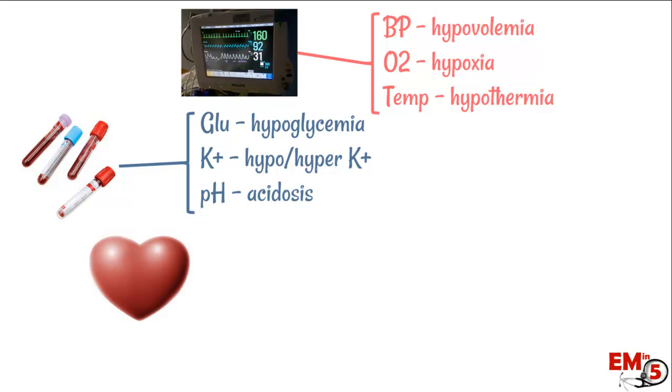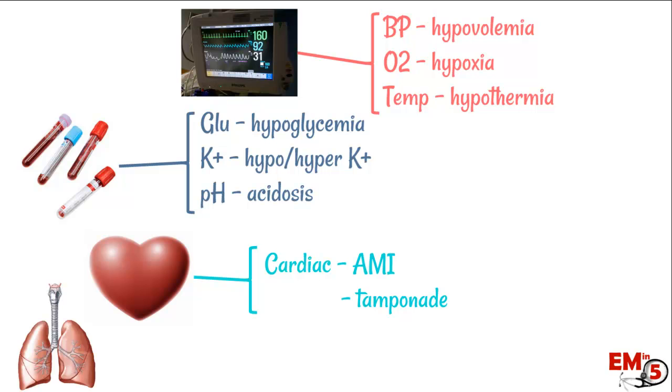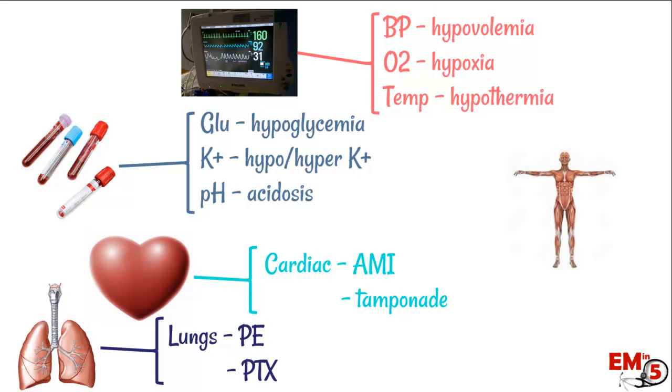And then lastly, I want you to think through two organ systems. That's the heart and the lungs. For the heart, we have either acute MI or tamponade. In the lungs, you have two problems. Those could either be clot, PE, or tension pneumothorax. And lastly, just looking at the whole body, I think of my last two H's and T's, which are trauma, and then toxicity, which really affects the whole body. So that's another way to think about your H's and T's.